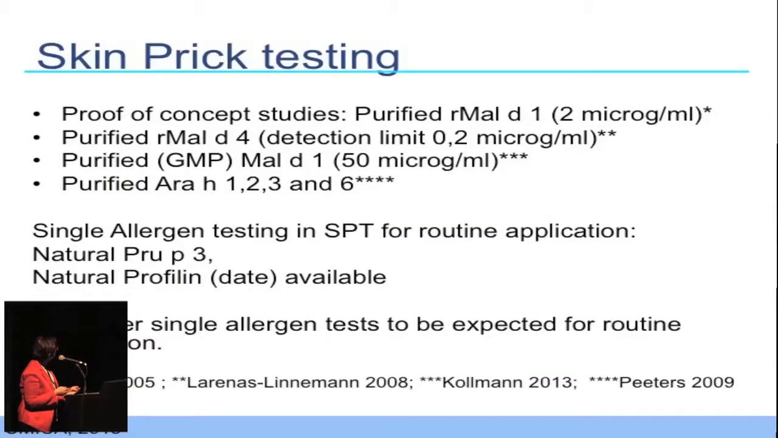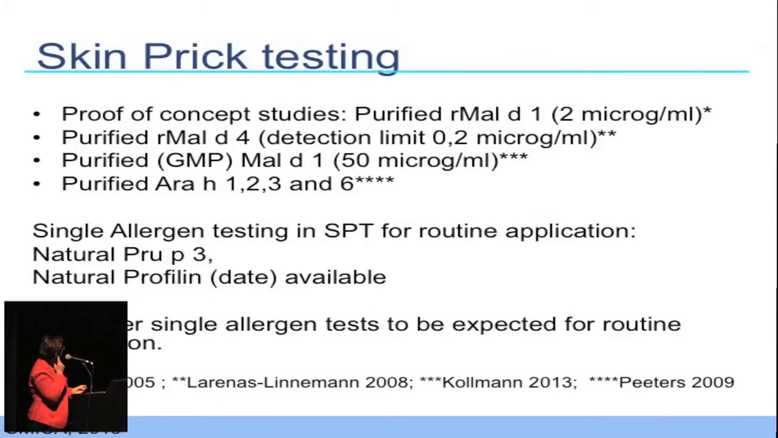And as a proof of concept, there have been studies performed with single allergens, either coming from a natural source or being produced as recombinant allergens. One is the Bet v 1 homologue from the apple. The purified recombinant Mal d 1 was tested, and it could be titrated in the patient nicely, seeing the reaction going down the lower the concentration, with a detection limit as low as, this should be 0.2 microgram per ml.